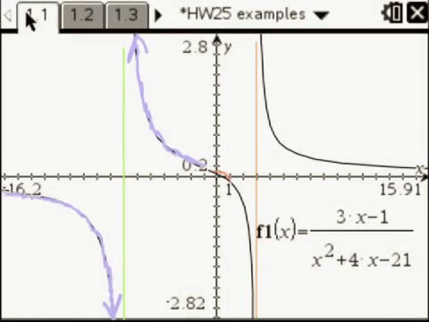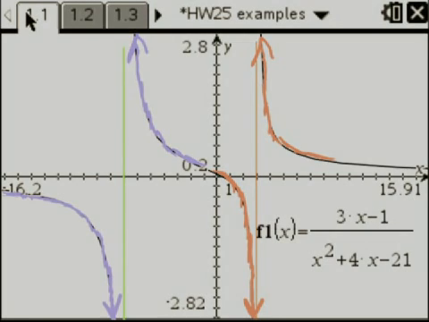Now let's take a look at that other asymptote. As I approach 3 from the left, I go to -infinity. As I look at the right limit, coming in from the right, the function goes to positive infinity.